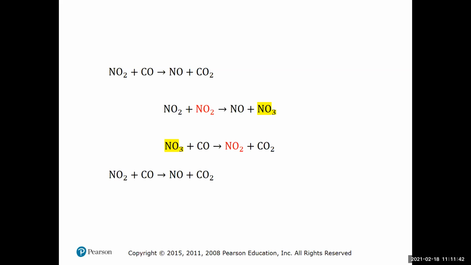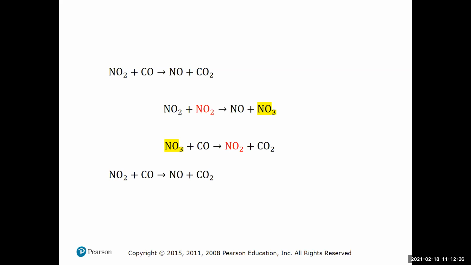If we combine these two intermediate equations, I have the NO3s highlighted in yellow. That's because if I have one on the reactant side and one on the product side, that cancels out, right? And that further reinforces that NO3 is an intermediate, because it was formed, but then it's used up, so it doesn't show up in my final balanced equation. If I look at the NO2s, I have an NO2 in the first equation on the reactant side, and I have an NO2 in the second equation on the product side, so those are the two in red. So those can cancel out as well, right?